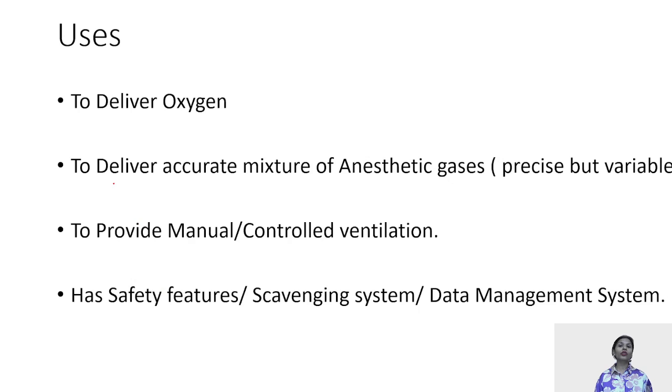Now coming over to the uses of the anesthesia machine. The foremost use is to deliver oxygen to the patient. Secondly, to deliver an accurate, precise but variable flow of anesthesia gases. Then to provide manual and controlled ventilation to the patient. And in the modern day workstations, there are certain safety features to prevent the delivery of a hypoxic mixture to the patient. Then there is a scavenging system to collect and dispose of all the waste anesthesia gases in order to decrease OT pollution.